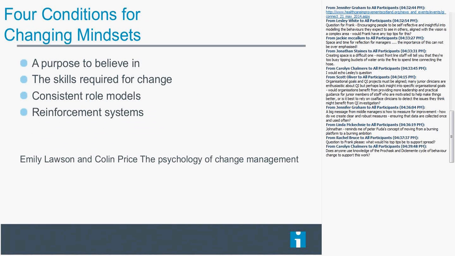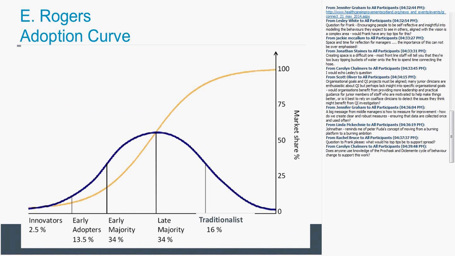Changing mindsets. People need a purpose to believe in. People need to know why they're coming to work, and it links to why we get into any discipline, any career that we get into. We need to have the skills required for that change. We need to have consistent role models, because if the leaders of the organization, if the middle managers are not consistent, then the behavior that they exhibit will be the behavior that every other person in the organization will then follow. And we need to have reinforcement systems. The reinforcement systems are for the positive behavior, but they're also systems that address the negative behavior and don't reinforce that, but actually change the behavior.